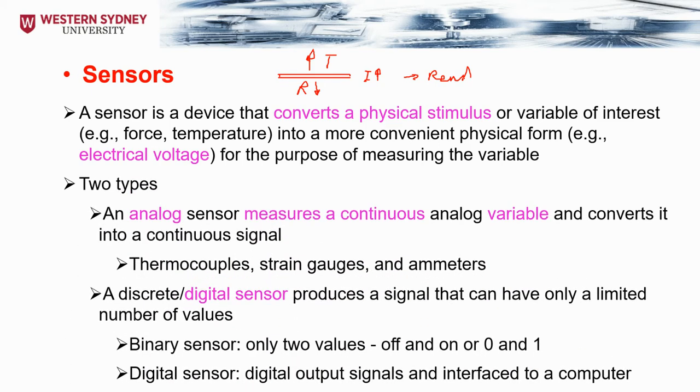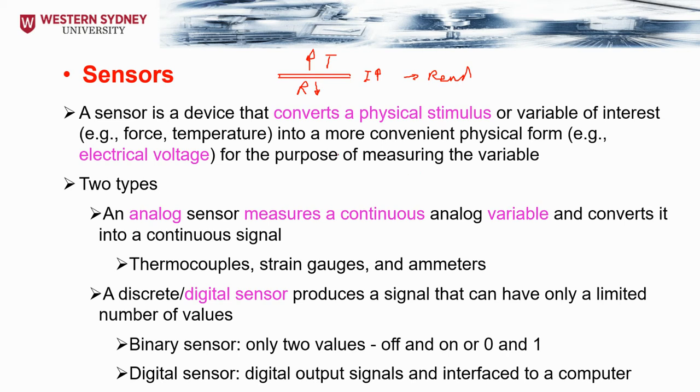We have the analog sensor, where the measurements is going to be continuous analog variables and converted into a continuous signals. And that's what we have in the thermocouples, strain gauge, and the emitters. Also, we have the discrete or the digital sensors that produce a single signal that can have only a limited numbers of values, like what we have in the binary sensors, which only going to have two values, off and on, or 0 and 1.